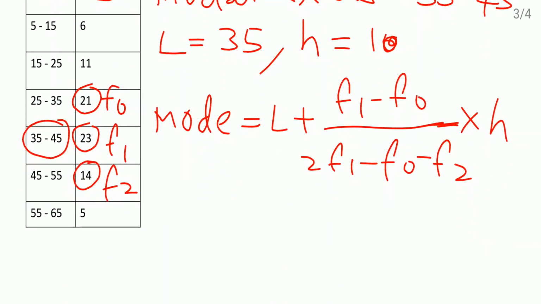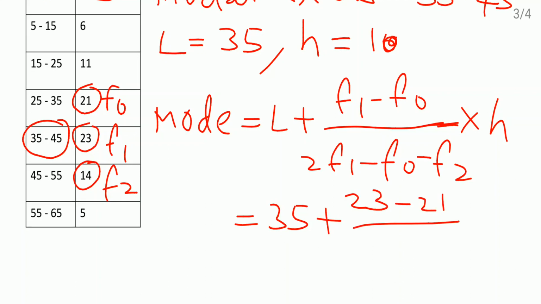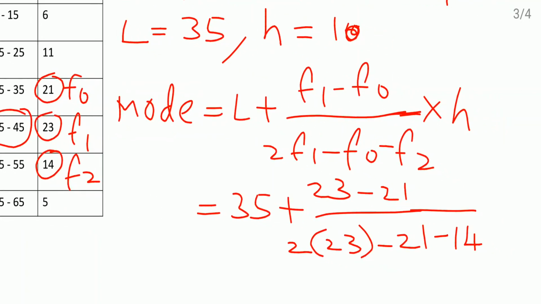See here, L is 35 plus F1. F1 is 23, look at the table here. Minus F0, which is 21, divided by 2 times F1, that means 2 times 23, minus F0, which is 21, and minus F2, which is 14, into H. Our H is 10.